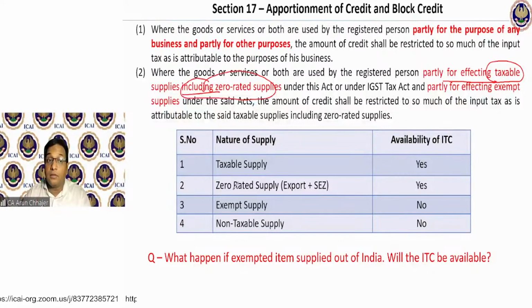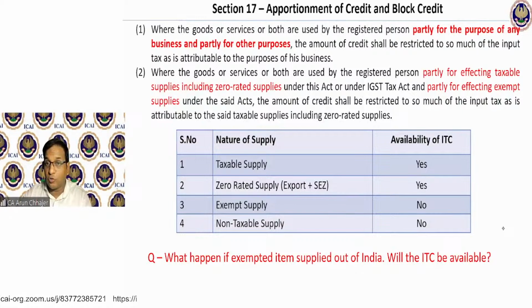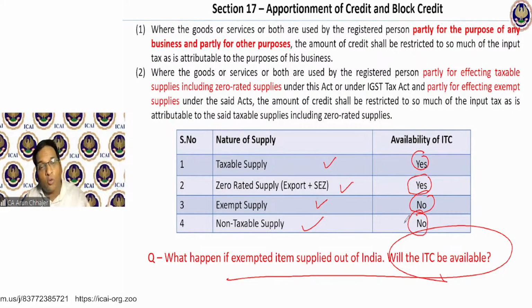Then the next question: what happens if the exempted item is supplied out of India, will the ITC be available? Normally, if the supply is taxable, you can take the ITC. If it is a zero rated supply, you can take the ITC. But if it is an exempt supply, you can't take the ITC normally. If it is a non-taxable supply, you can't claim the ITC. But suppose I am making the supply out of India, but the item is exempted, will you allow me to take the ITC? The answer would be yes.